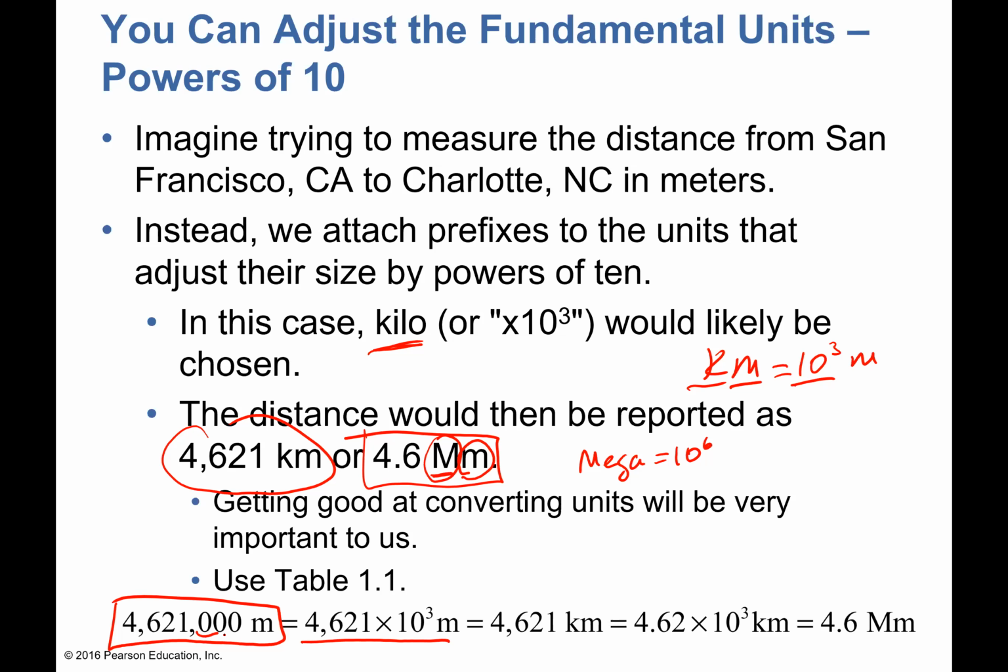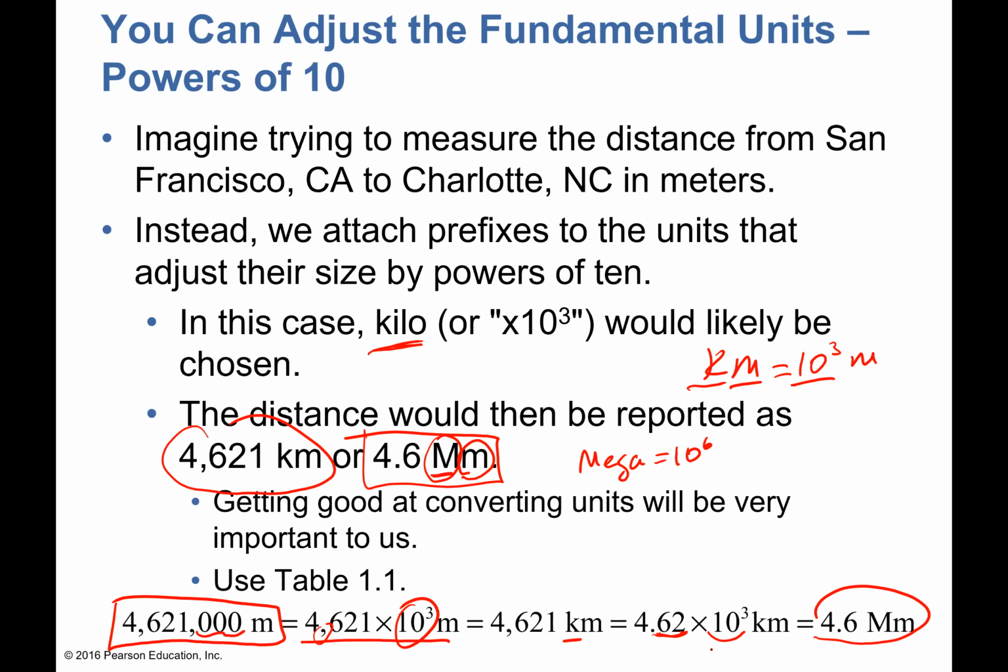You can see those 3 zeros are replaced by 10 to the 3. Or you can write this 10 to the 3 as k, which is kilo, and this comma can be represented as a dot, or 4.621 times 10 to the 3. And at the end, you can also replace this value in terms of mega. There are 2 decimal points over there and 3 decimal points over there. You're just combining them together, and it becomes 4.6.